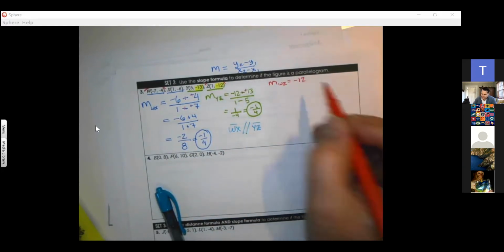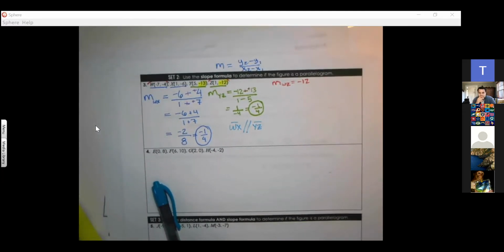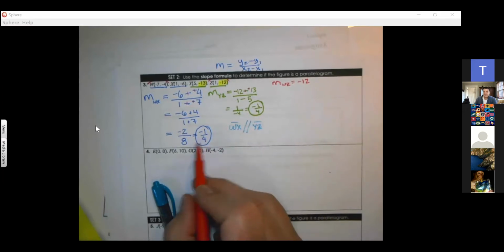Wait, I have a question. Sorry, I probably should have asked this earlier. For the green one, Y and Z, why did you flip the fraction to 1 over negative 4, instead of making it negative 4 over 1, instead of just making it negative 1 over 4? Oh, why did I change it from here to here? Yeah, so it matches here.